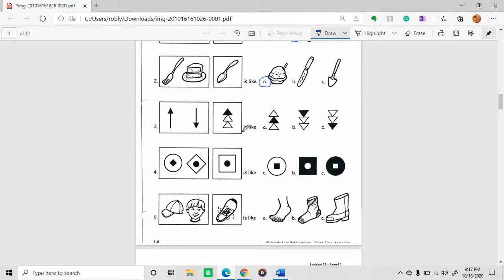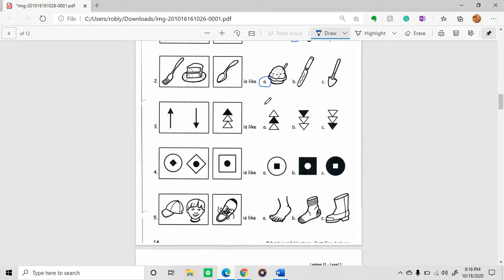So now we have an arrow that is pointing up and an arrow that's going in the opposite direction. We have triangles that are also pointing up, and we want them to go together the same way that these arrows went. So we're looking for this to go in the opposite direction. These triangles are going up still. These are going down. These are going down.